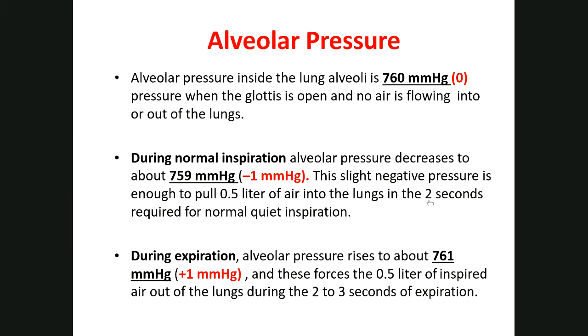Then, when the muscles relax, the rib cage compresses, the pleura will compress on the lung tissue, the negativity will get less, and the alveolar space will compress, causing positive pressure. That positive pressure is 1 millimeter mercury higher than the atmospheric pressure, which is enough to push that ½ liter back through expiration to the atmosphere, which takes slightly longer, 2 to 3 seconds for full expiration at rest. Okay?